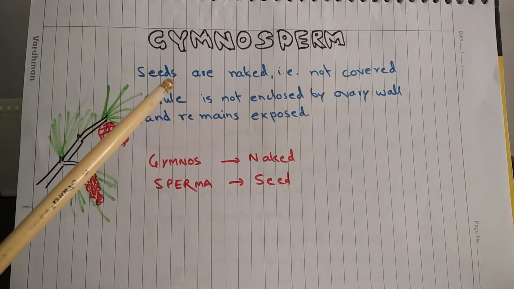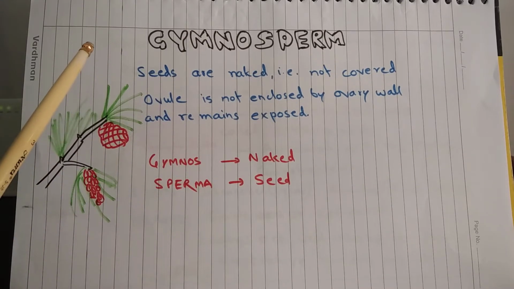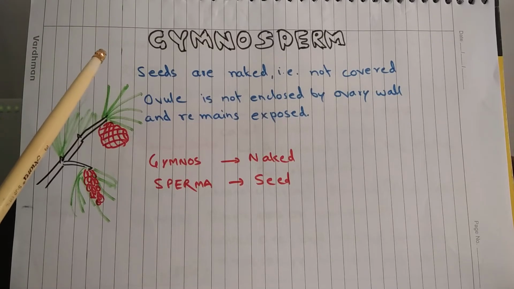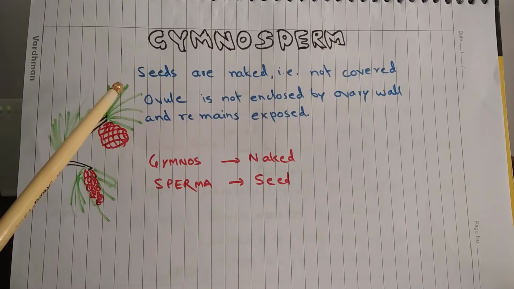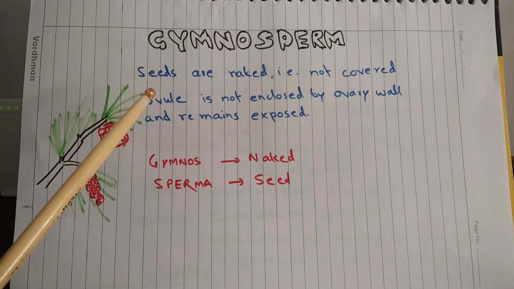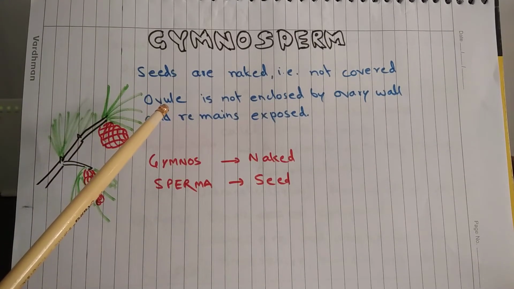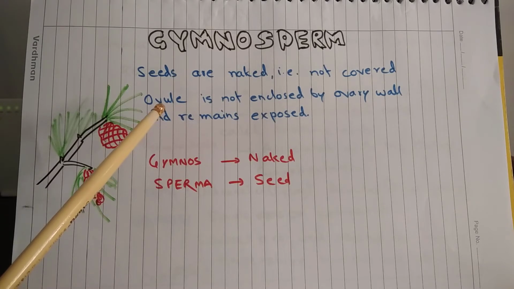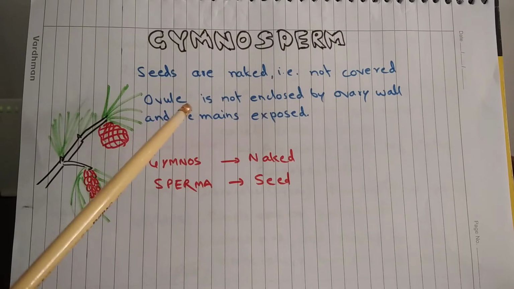In this lesson, you will learn about gymnosperms. Gymnosperms are those plants in which seeds are naked, that is, seeds are not covered. Ovule is not enclosed by ovarian wall and ovule remains exposed.